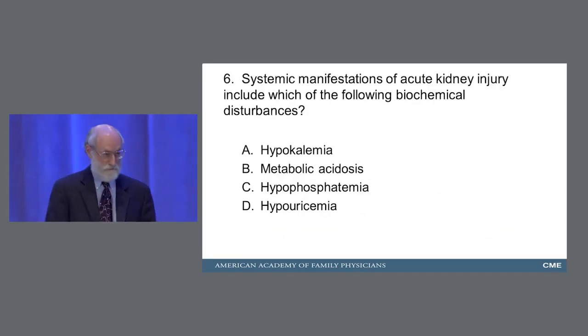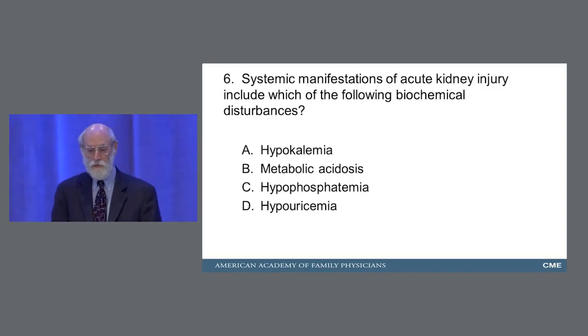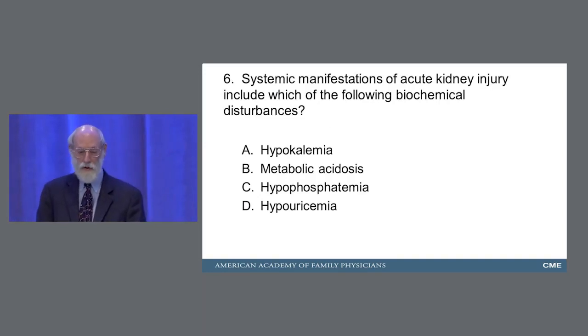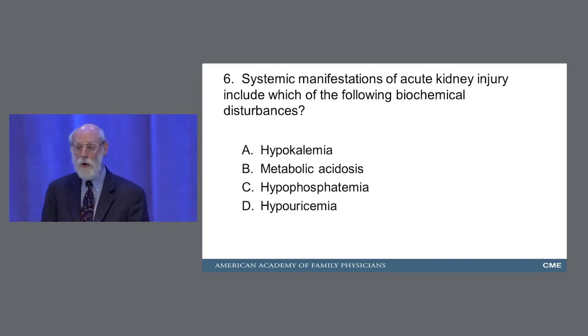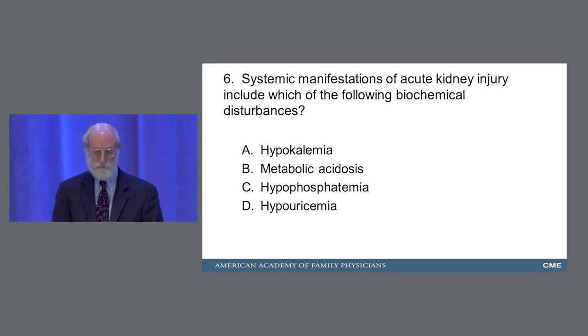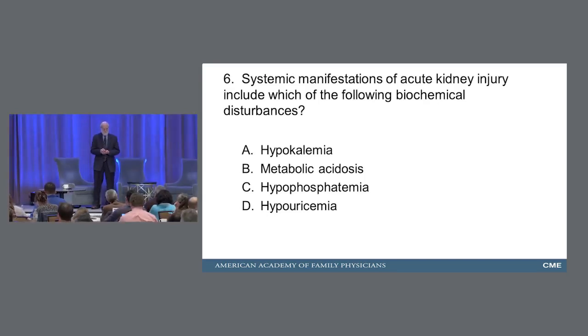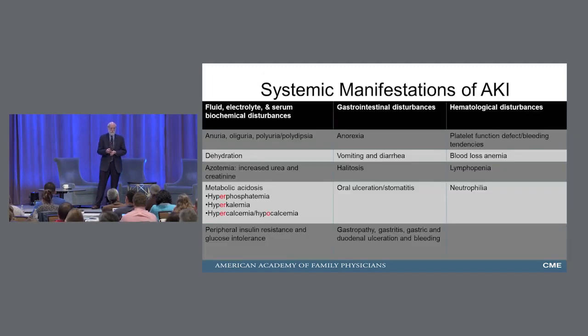Question 6. Systemic manifestations of acute kidney injury include which of the following biochemical disturbances? Hypokalemia, metabolic acidosis, hypophosphatemia, hypouricemia. Your answer is B, metabolic acidosis, which is the correct answer here. We're actually doing pretty good on these.